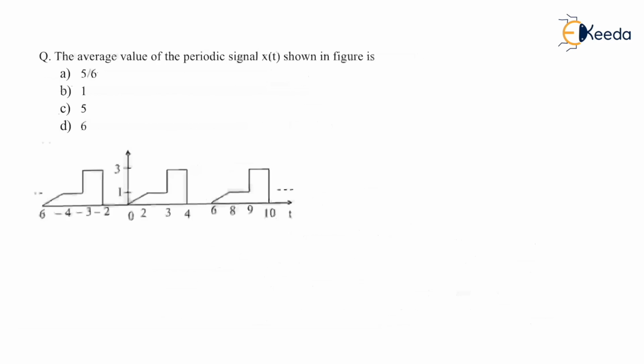The average value for the periodic signal x of t in the figure is, so you have to get the average value for this signal. Suppose this is the x of t signal, and if you want to get the average value, then the average value is nothing but the DC value, and the DC value is nothing but A naught. And I'm sure you remember what A naught is. A naught is 1 by T, you have to integrate over a full period, that is 0 to T, x of t dt. Is that right?